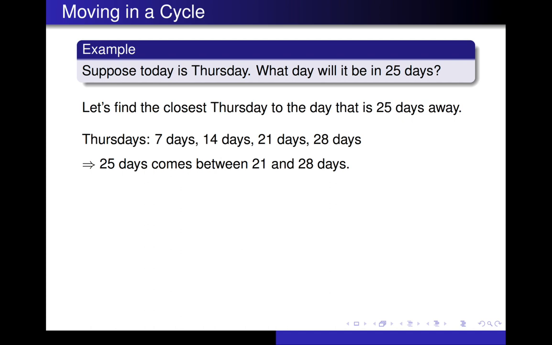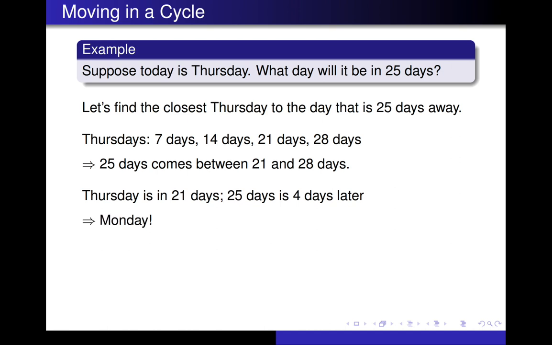All right, so now we note that Thursday is in 21 days, and 25 days is 4 days later. So instead of having to count 25 days, I just have to count 4 days. So let me see, we're on Thursday, Friday, Saturday, Sunday, and Monday. Right, so Monday is going to be happening in 25 days.